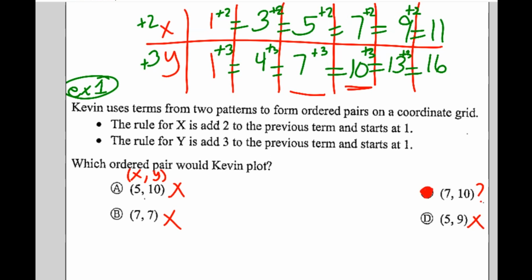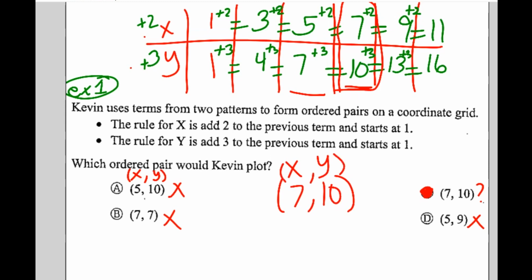That's the answer that we see in our plot. It's this one. And you see that the X goes first, Y is second. So the X was 7, the Y was 10. That's what we had there. Let's go to the second example.